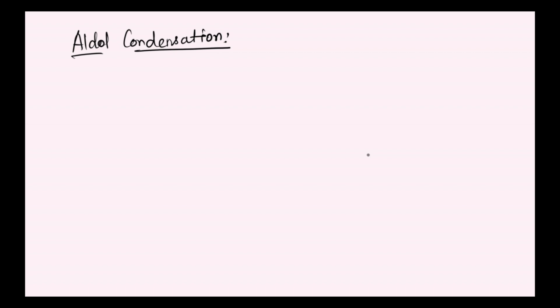Aldol condensation, the important question. First thing you have to understand is that aldehydes and ketones containing an alpha hydrogen atom should have an alpha hydrogen atom to undergo aldol condensation. So that is an important question. The question is: which of the following can undergo aldol condensation? That kind of simple question can be asked from this part.